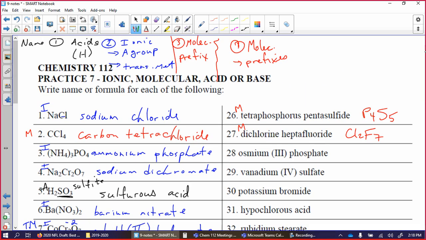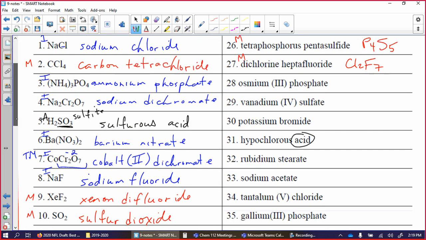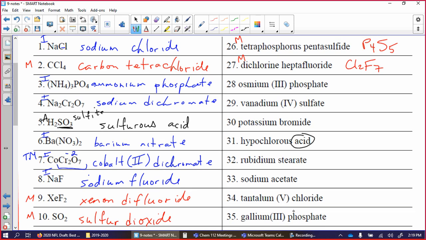Personally, I'm doing acids next because those are the two that stick out. I don't know if there's any other acid, so hypochlorous is going to come from hypochlorite, which is ClO minus 1. So I need 1 H, and that's that one.